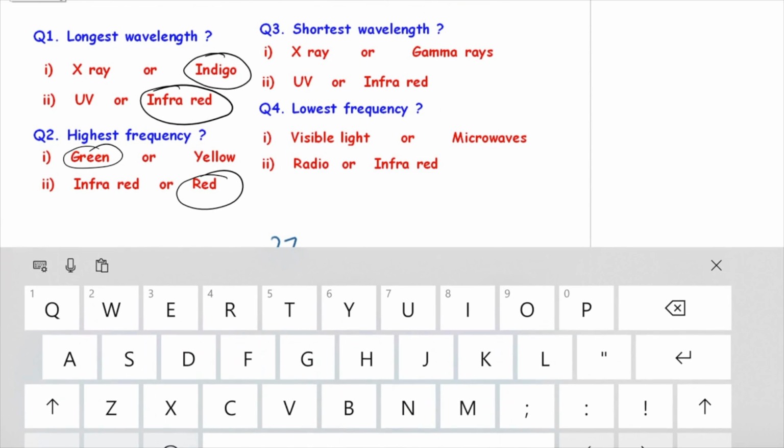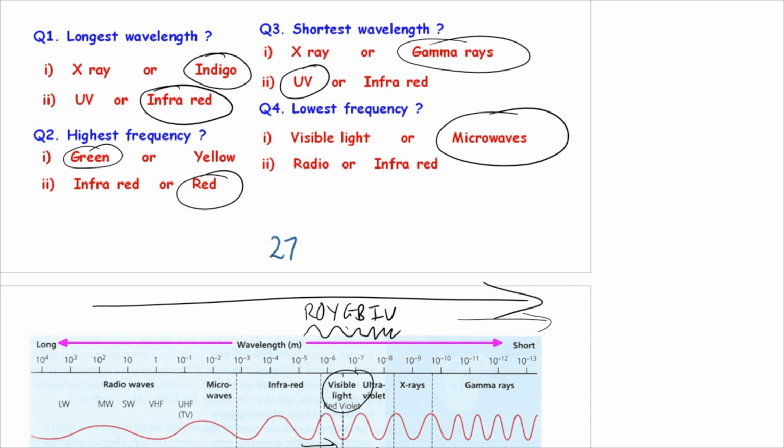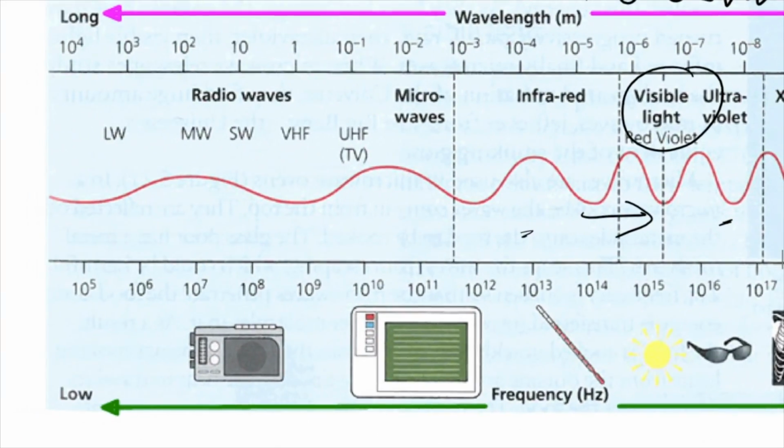Shortest wavelength, X-ray or gamma. Gamma's got the shortest of the lot, so that's gamma rays. It's over here. Ultraviolet or infrared, that's ultraviolet. Lowest frequency, so the further you go to the left, the lower the frequency. So that's going to be microwaves, radio or infrared. The radio has got the lowest frequency of the lot there.